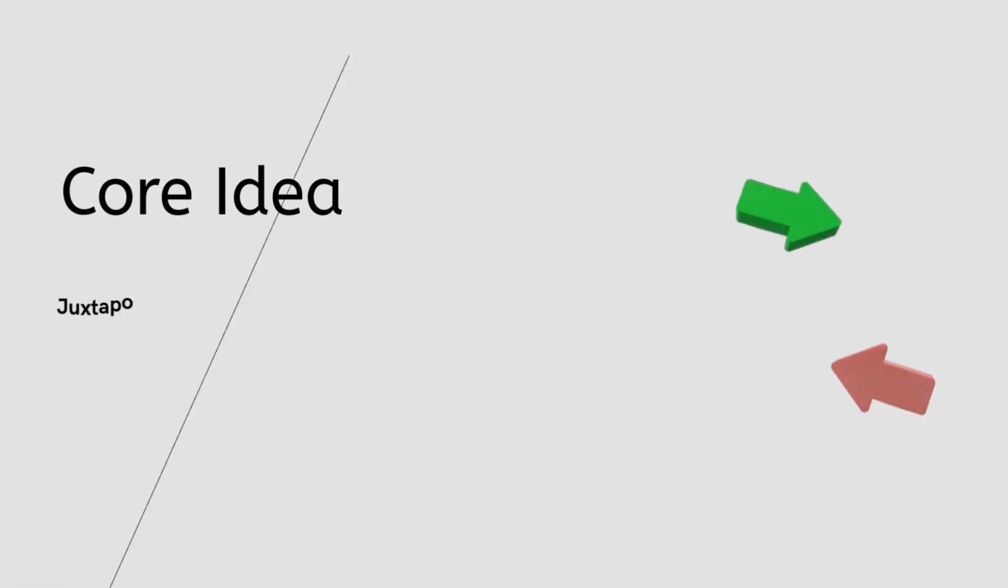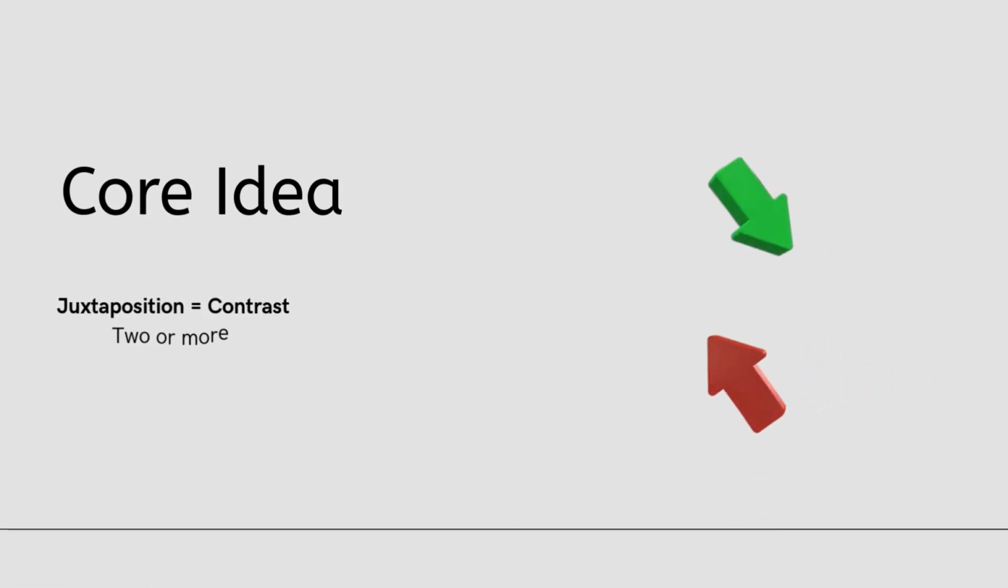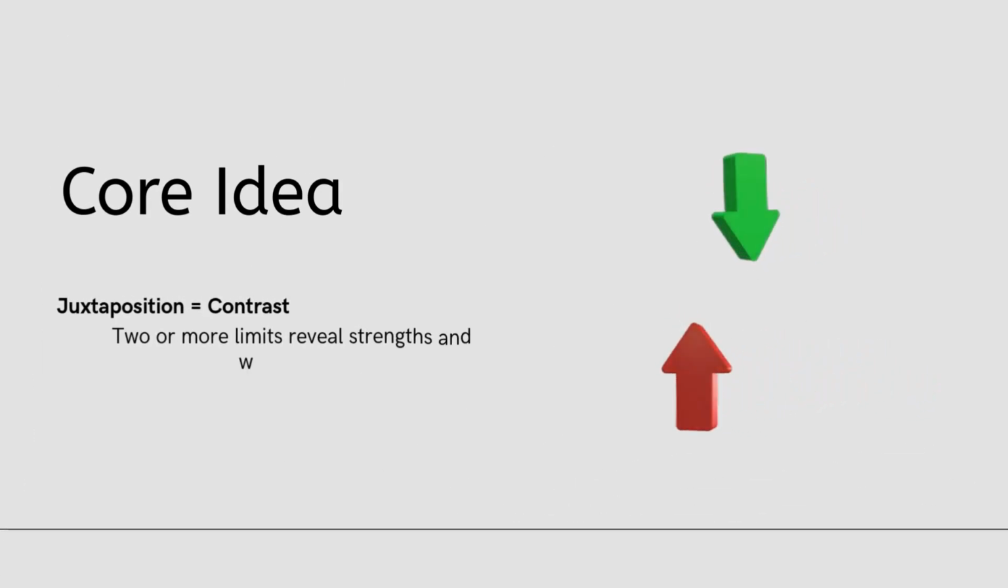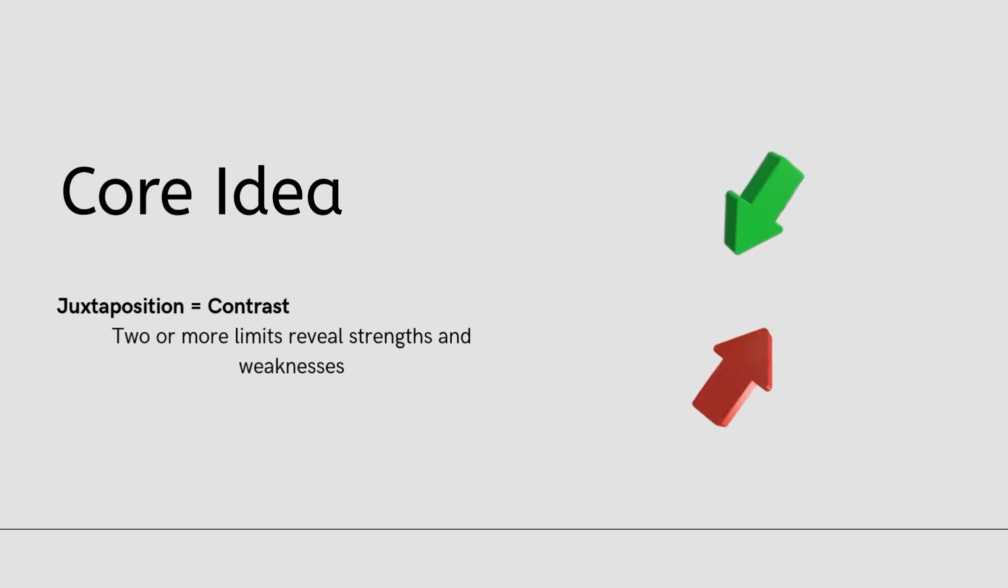The core idea is simple. Constraints force focus, and when you put two constraints side by side, you reveal what each version gains or loses. Juxtaposition gives you clarity, contrast, and choice.